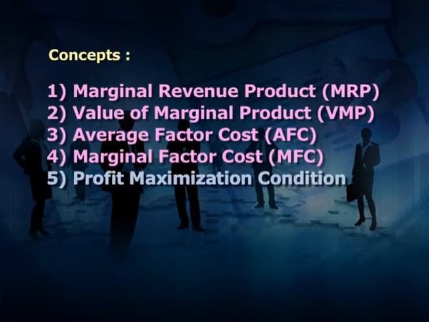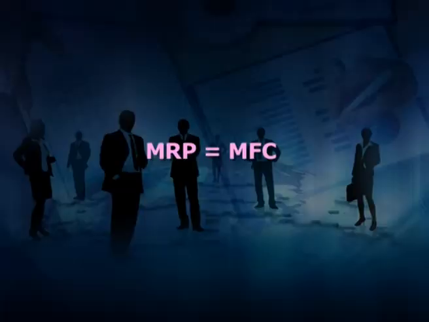Moving on to the next topic, that is the profit maximization condition. A firm will maximize profits when the marginal revenue product, MRP, of a factor is equal to marginal factor cost. Thus, MRP is equal to MFC.